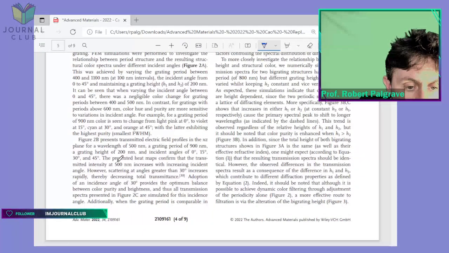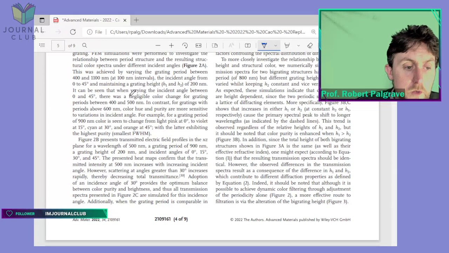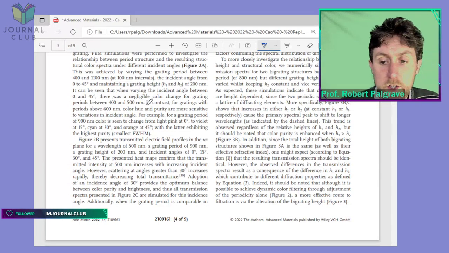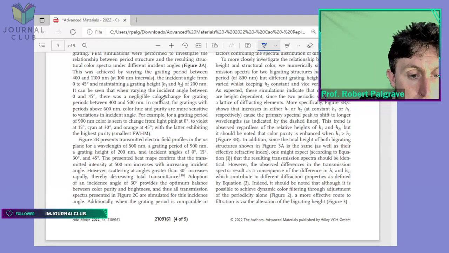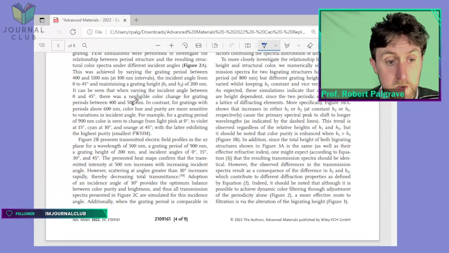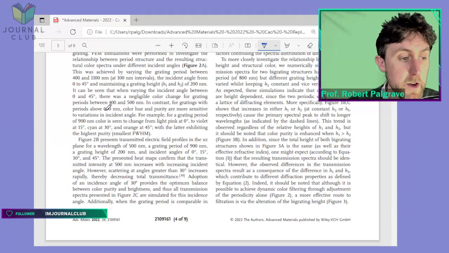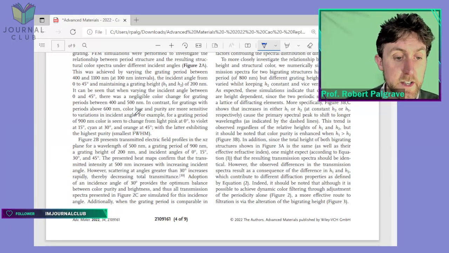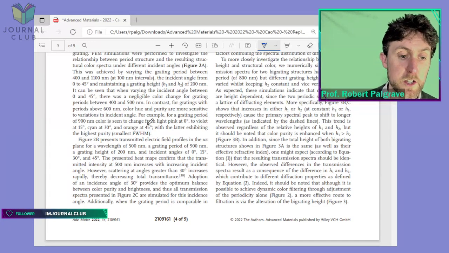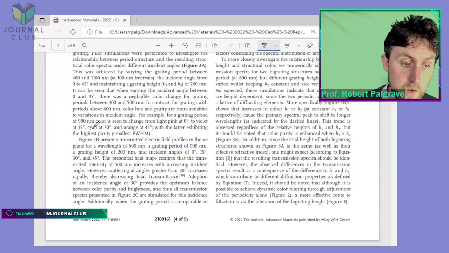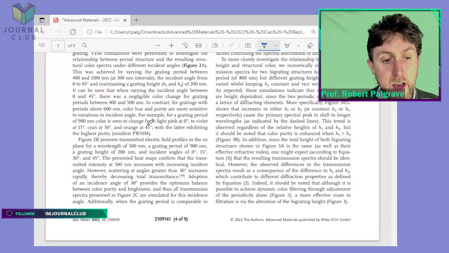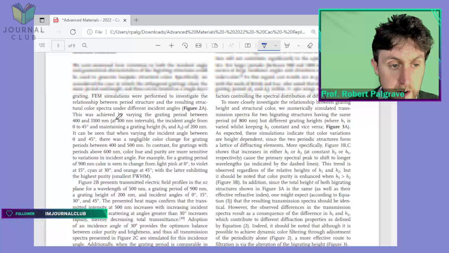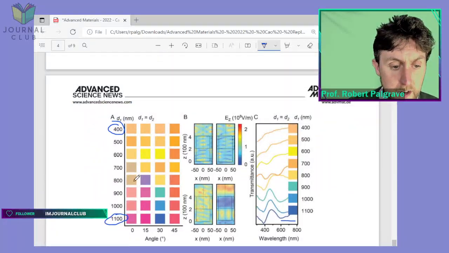Okay, so let's have a look, see what else they say. It can be seen by varying the incident angle between 0 and 45 there was negligible color change for grating periods between 400 and 500. Yeah, that's what I mentioned. In contrast, for grating periods above 600, hue and purity are more sensitive to variations in incident angle. For example, for a grating period of 900 nanometers, the colors seem to change from light pink at 0 to violet at 15, cyan at 30, and orange at 45. So that's 900 nanometers. Let's go look at that one. That's this one here, yeah.